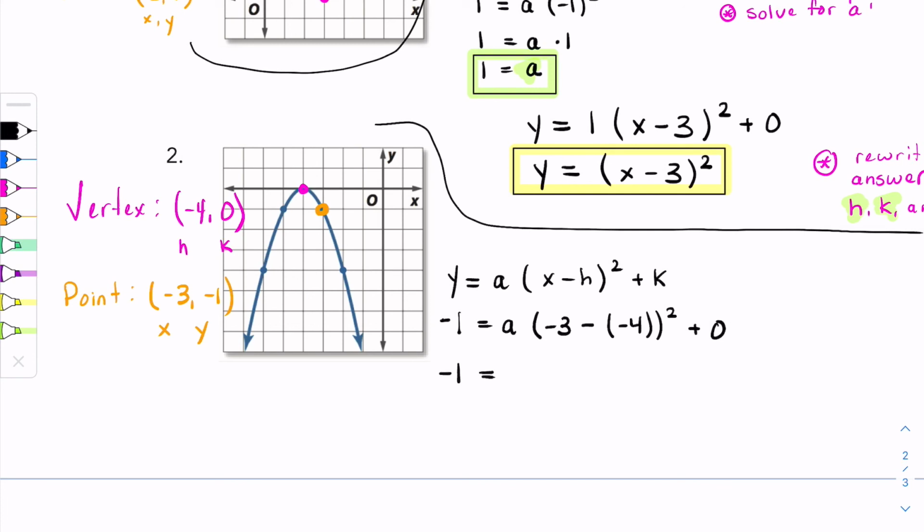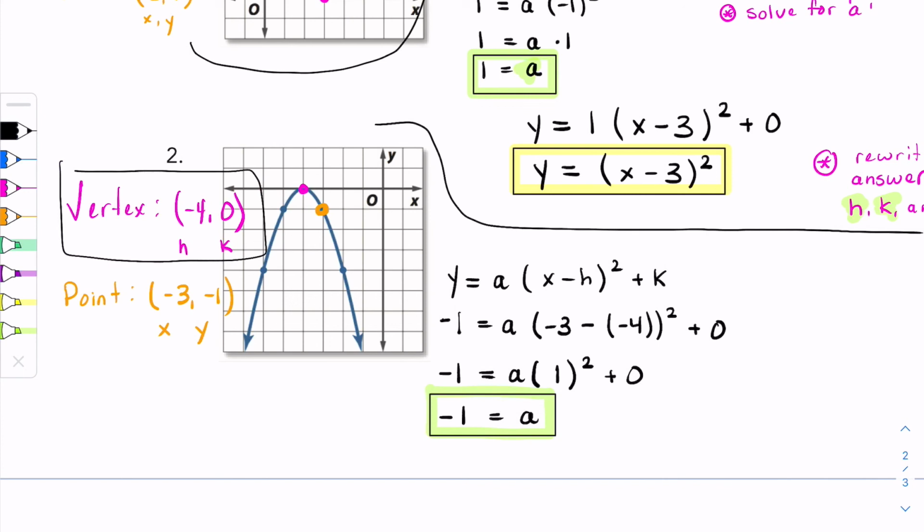Negative 1 is equal to a multiplied by negative 3 plus 4, because a double negative is a positive. Negative 3 plus 4 is positive 1 squared plus 0, or negative 1 is equal to a. Negative 1 is your a value. Your h and k value are pulled right from the vertex.